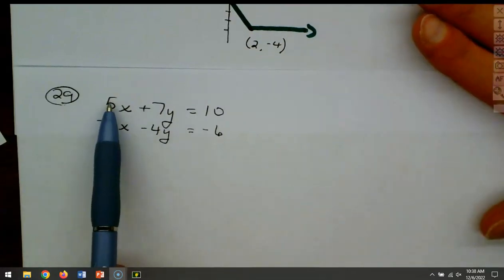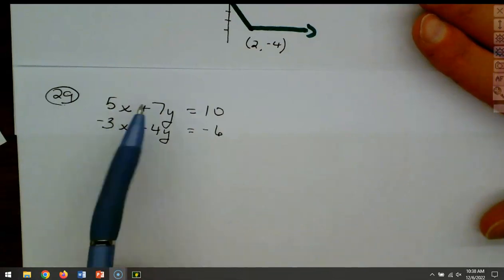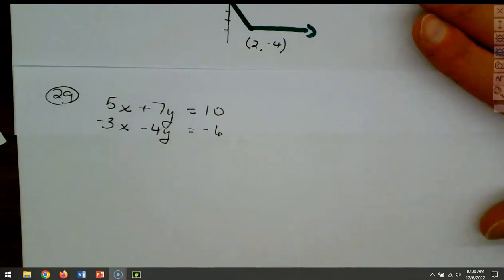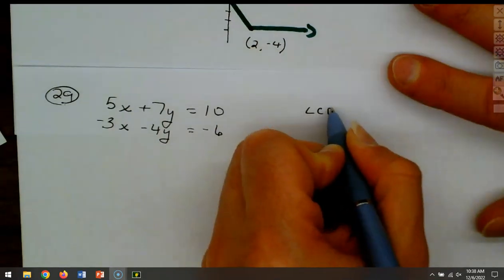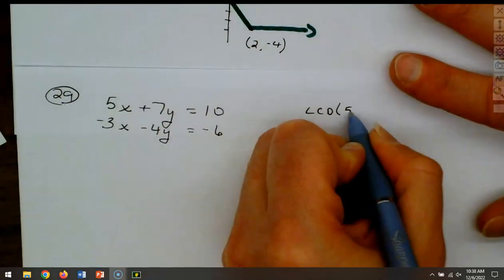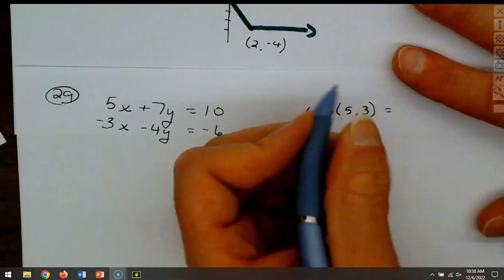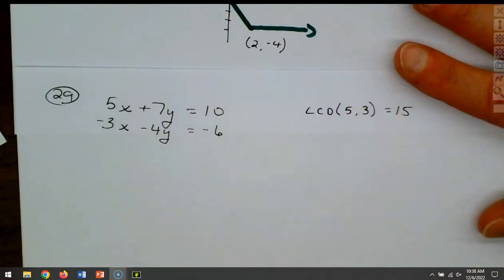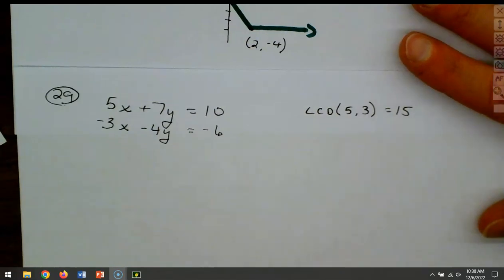Now, which one has smaller numbers? 5 and 3 or 7 and 4? Looks like 5 and 3 is smaller, right? Because 5 and 3, remember, we look at this based upon the least common denominator. And the least common denominator of 5 and 3 would be what? Would be 15, right? If I did 7 and 4, what would it be? If I try to use 7 and 4, well, they have nothing in common. So 7 times 4 would be 28. And I'd rather work with 15 than 28. So we're going to eliminate the x.